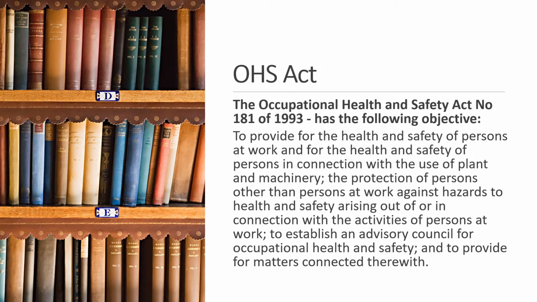Within the Occupational Health and Safety Act of 1993, we see the following objective: to provide for the health and safety of persons at work and for the health and safety of persons in connection with the use of plant and machinery, the protection of persons other than persons at work against hazards to health and safety arising out of or in connection with the activities of persons at work, and then to establish an advisory council for occupational health and safety, and finally, to provide for matters concerned therewith.